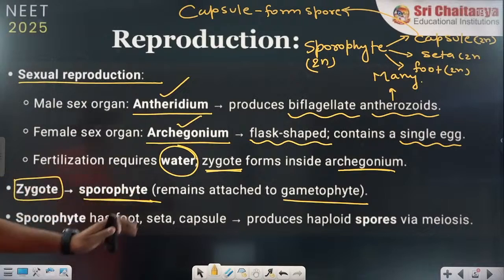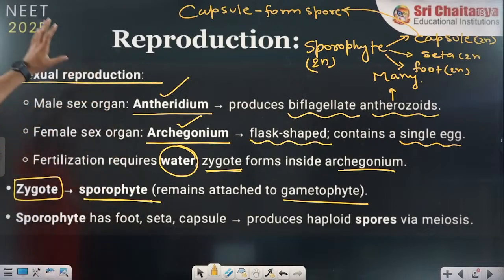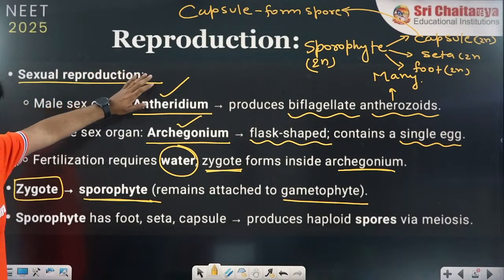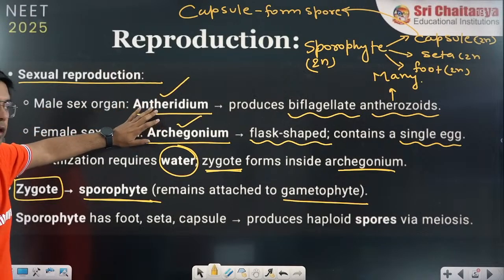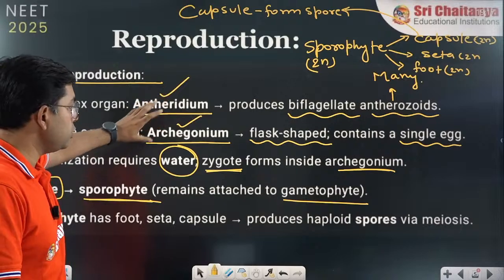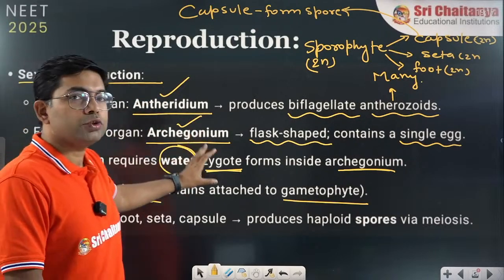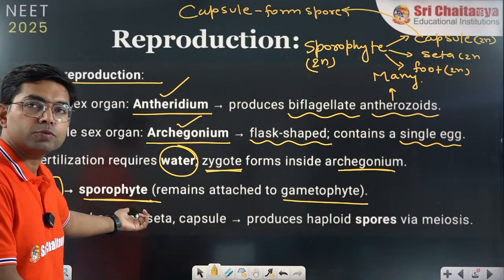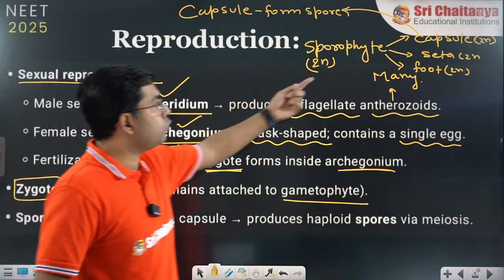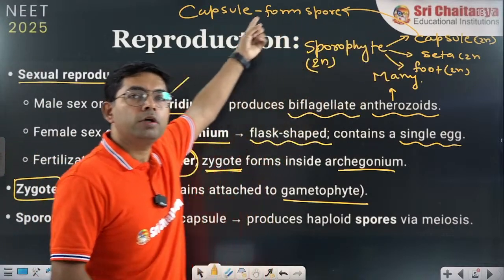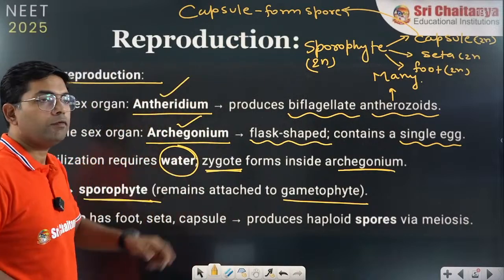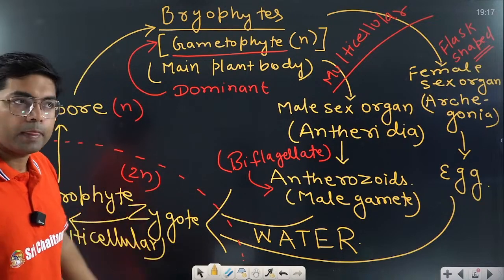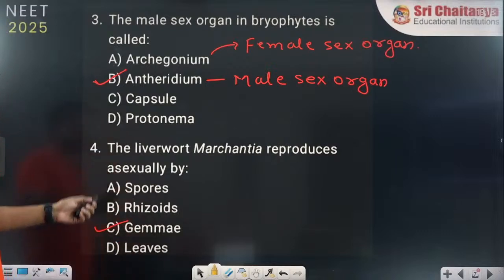So till here everything is clear. Once again I summarize: sexual reproduction takes place in bryophytes. Here the male sex organ and female sex organ produce male gamete and female gamete, which fuse together to form the zygote. This fusion needs water, so they are amphibians. The zygote develops into the sporophyte, which is divided into foot, seta and capsule. The capsule forms spores. Spores germinate and again form the gametophyte, as you can see here in the life cycle. Right? Now, moving ahead, this we have already done.